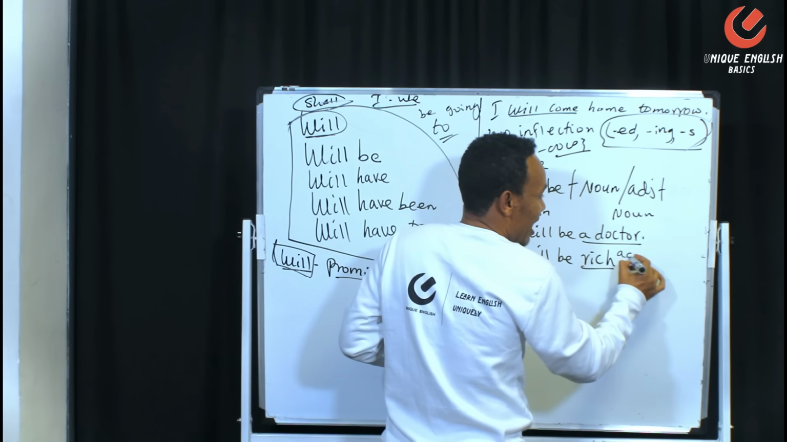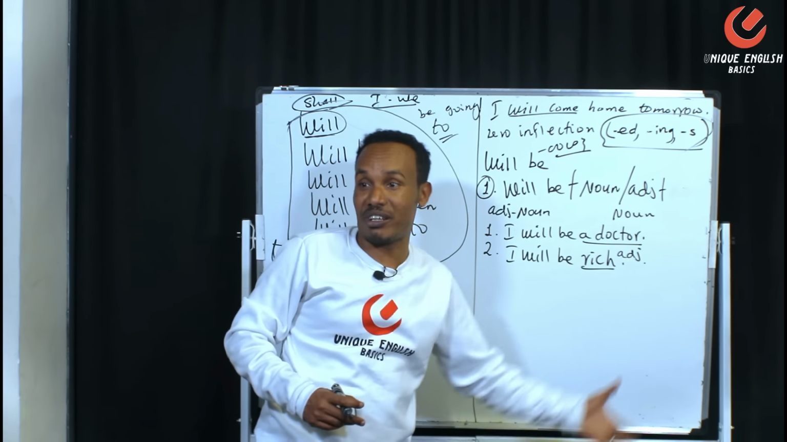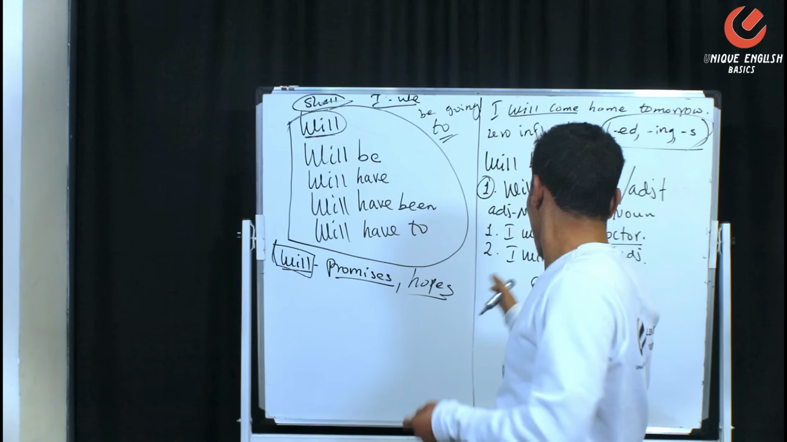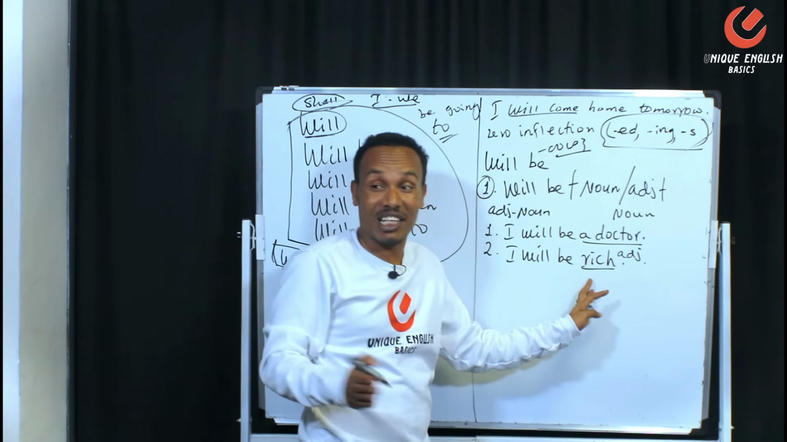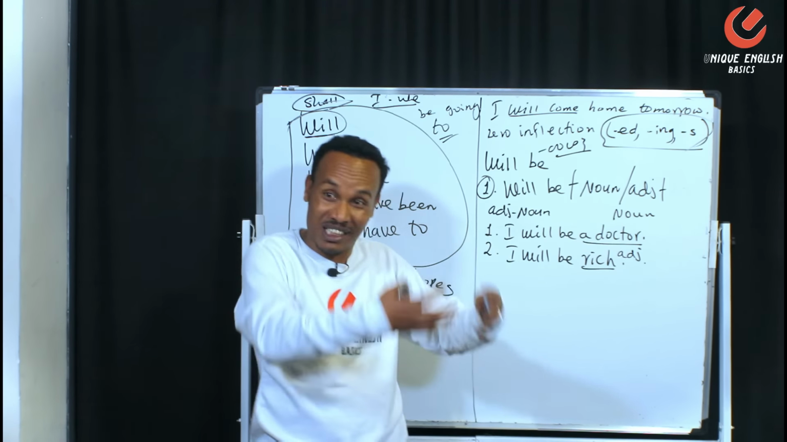It's an adjective. Yes or no? It's an adjective. I'll be rich. Say I'll be rich. Say it again. I'll be rich. Very good. So I'll be rich ስትል, rich is what? An adjective and a doctor is a noun.